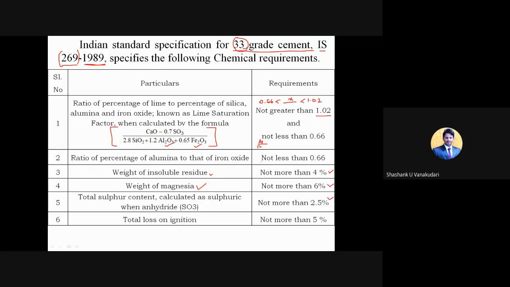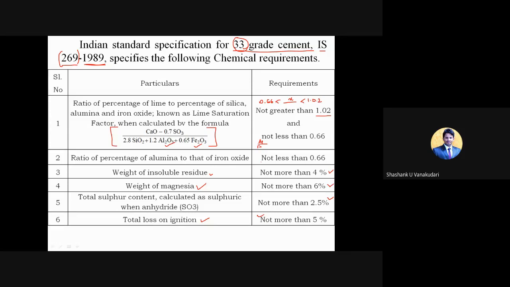Okay. And then total loss on ignition. Total loss on ignition in the sense whatever the ingredients are sent to the rotary kiln, there we are going to provide a certain amount of heat. At that time certain chemicals will get evaporated because of the heat. So in that case it should not be more than 5%. Then only we can say that for 33 grade cement, it should have all these categories.